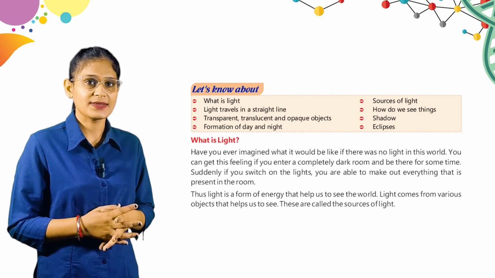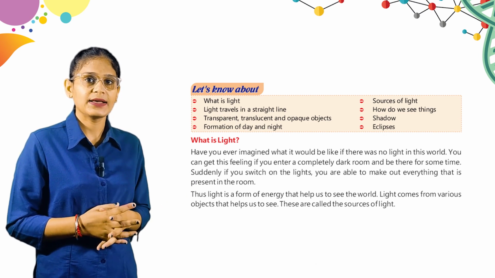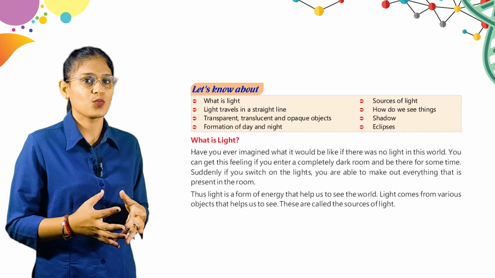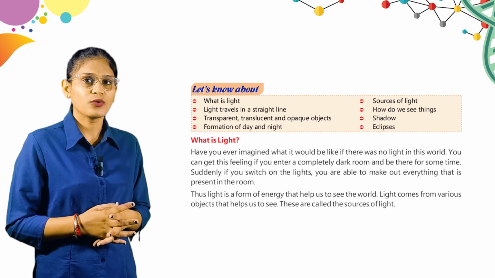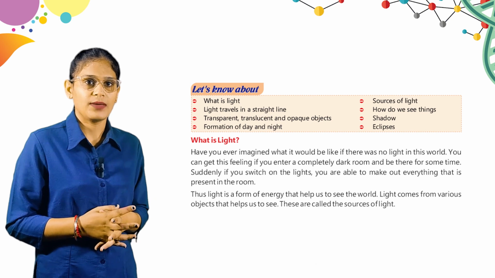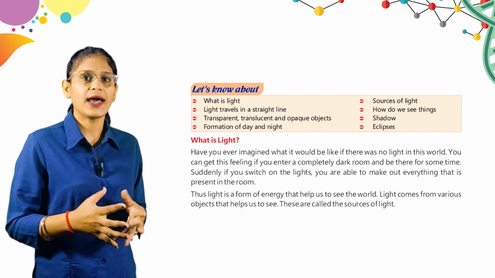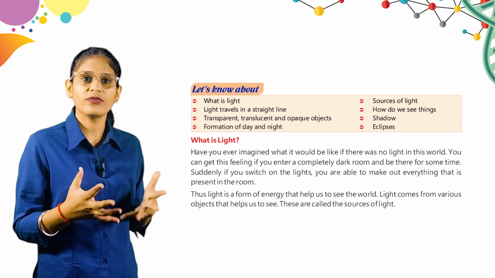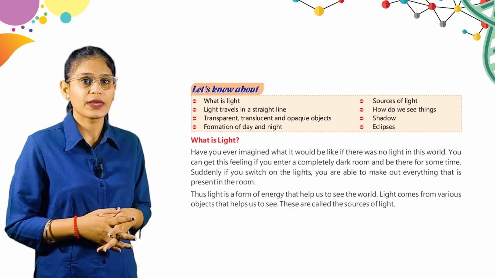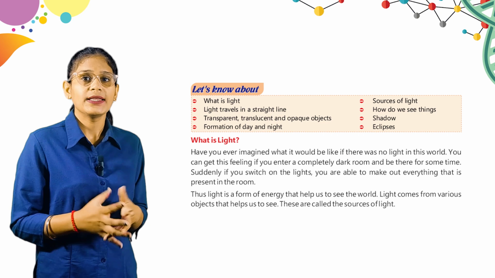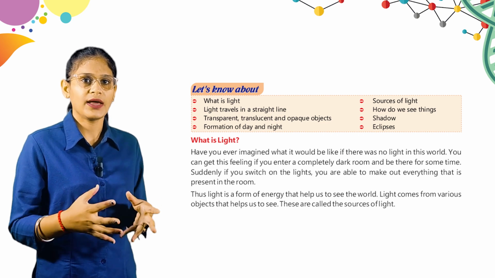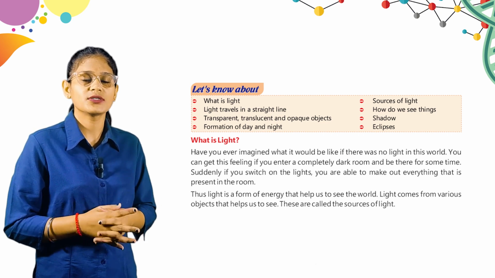Have you ever imagined what it would be like if there was no light in this world? You can get this feeling if you enter a completely dark room and be there for some time. Suddenly, if you switch on the lights, you are able to make out everything that is present in the room. This light is a form of energy that helps us to see the world. Light comes from various objects that help us to see. These are called the sources of light.